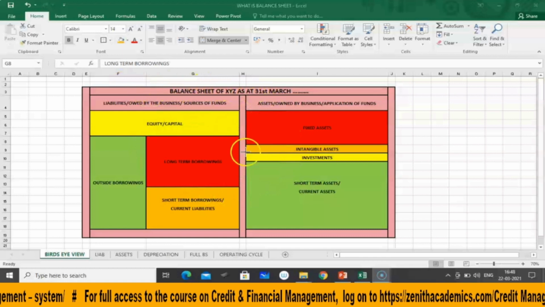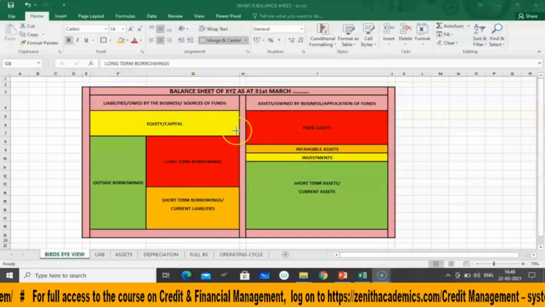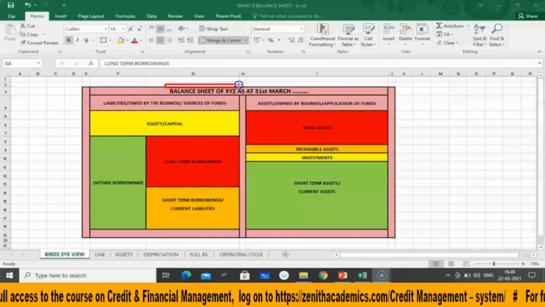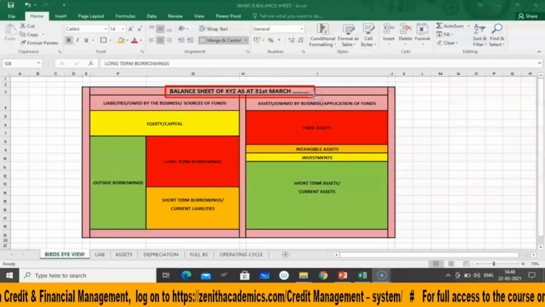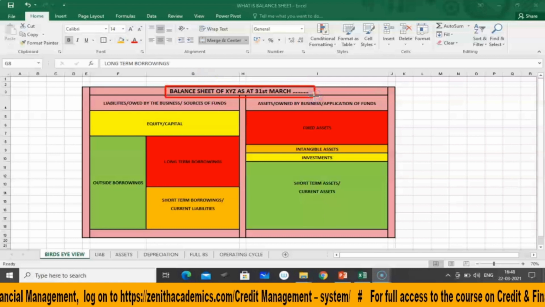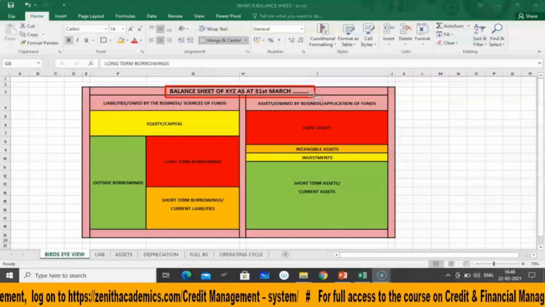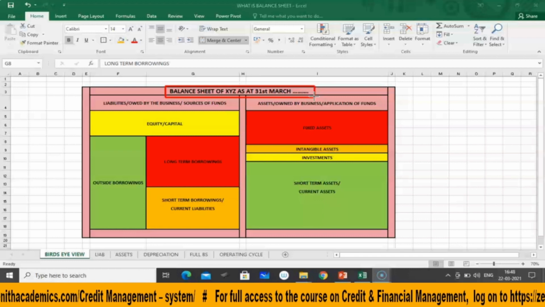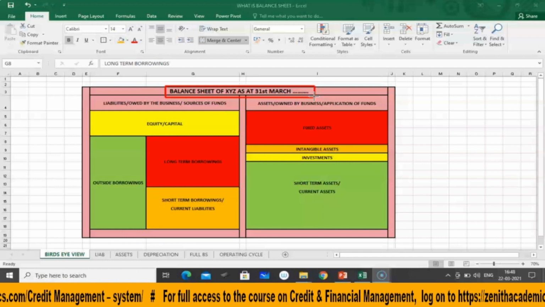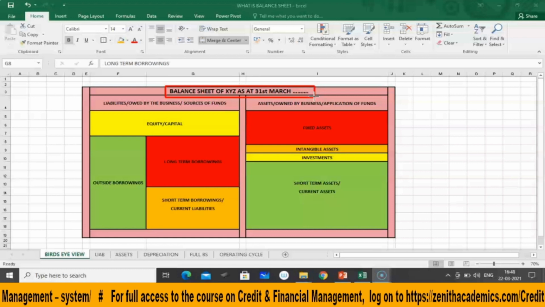A balance sheet is always drawn up on the last day of the accounting period. In this case, it is 31st March. If it is drawn up for the whole year or the entire financial year, then in India it is from 1st April to 31st March, and in other countries from 1st January to 31st December.